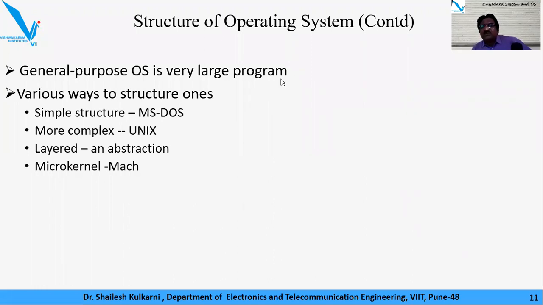The various ways to structure the operating system are, for example, we can have the simple structure as we can see from MS-DOS, or we have something more complex than MS-DOS. We can see the Unix structure OS, or we might have some kind of layered structure where the services are brought at different abstraction layers for facilitating the user, and this is not different from what you understand as the 7-layer OSI model for networking.